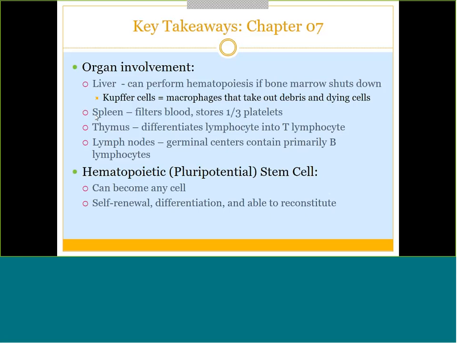And then lymph nodes is where you will see the B lymphocytes hang out. So after the bone marrow has differentiated those lymphs into B lymphs, they will primarily hang out in the lymph node area. So the lymph is all about lymphocytes. That's why it's named that.